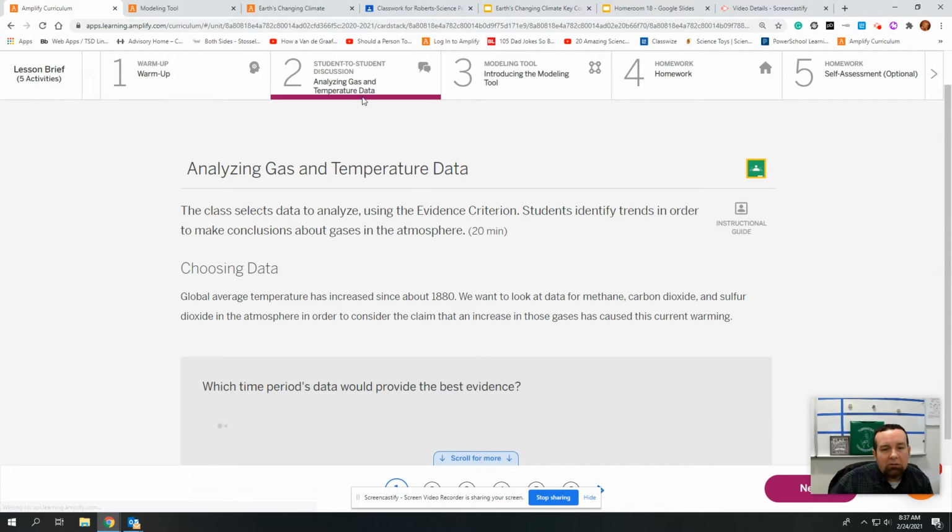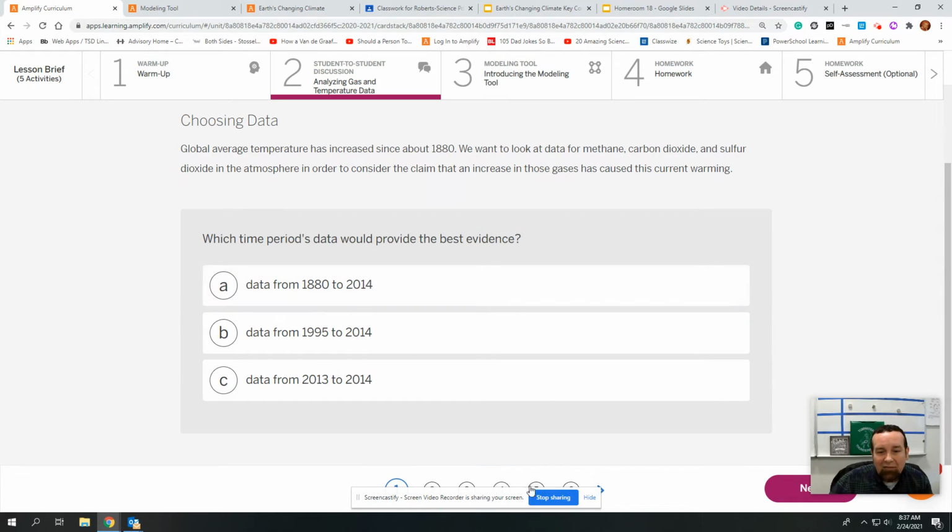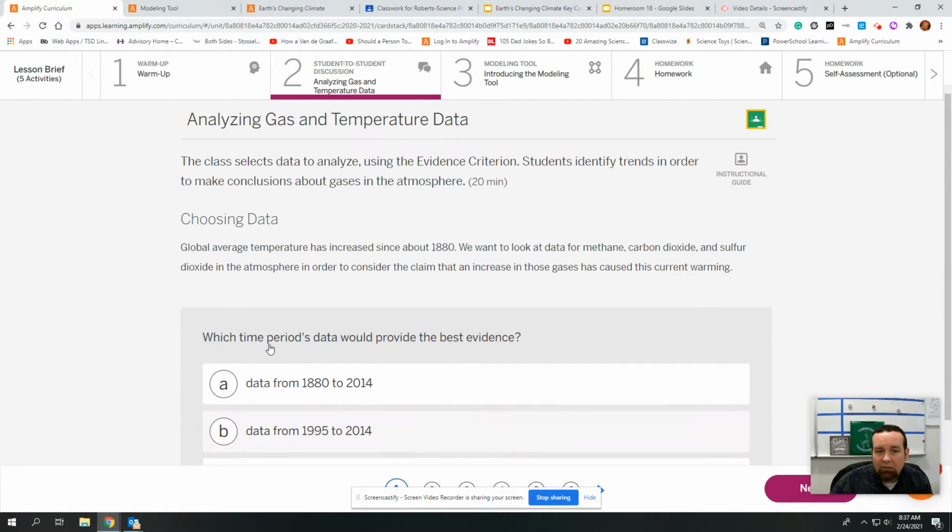So, for this one, again, you would normally be working with a partner to go through some of these. There are 7 of them down at the bottom. These are just questions here. We're going to look at some graphs and charts and other things, but it's really about analyzing and gathering data.